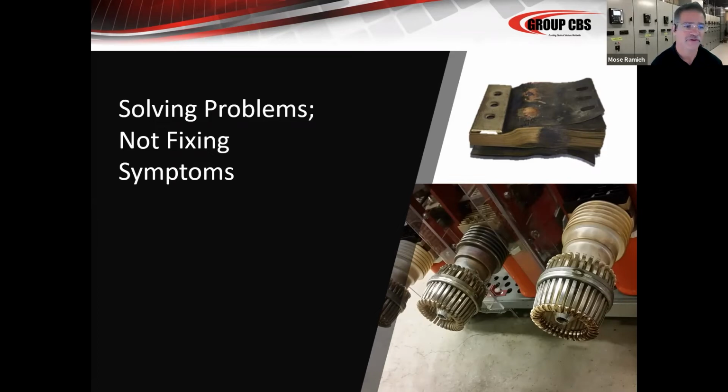So once again, I mentioned the breakers that are nuisance tripping. That's a symptom, right? It's a symptom of the problem. It's not the problem. The problem is actually the electronics of the trip unit, right? So make sure that you're utilizing companies, practices and procedures that are going to solve the problem, not just put a Band-Aid on the symptom.